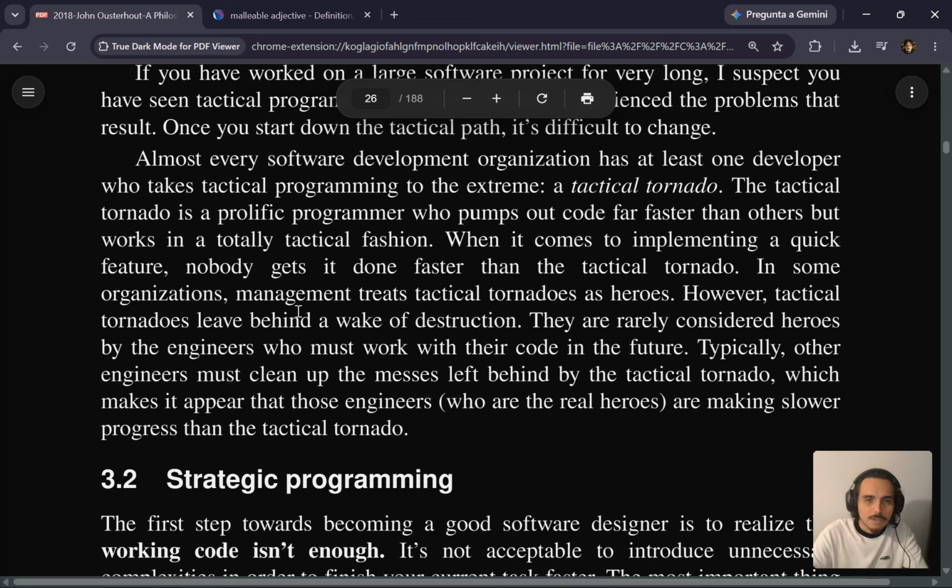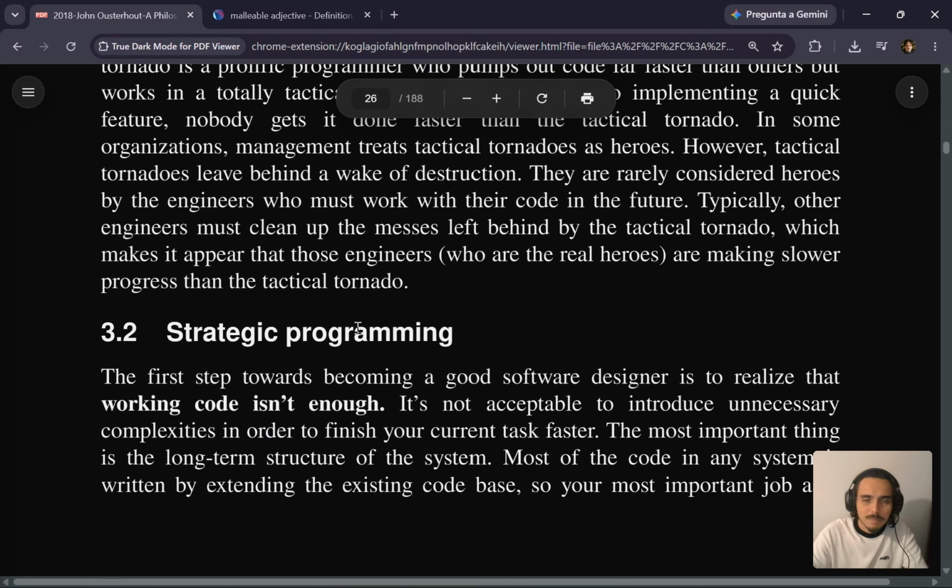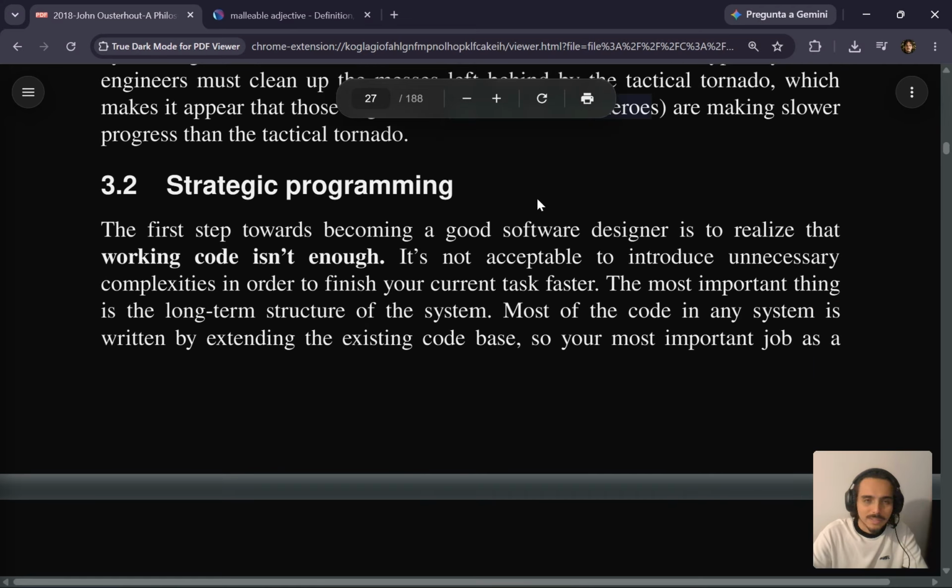In some organizations, management treats tactical tornadoes as heroes. However, tactical tornadoes leave behind a wake of destruction. They are rarely considered heroes by the engineers who must work with their code in the future. Typically, other engineers must clean up the messes left behind by the tactical tornado, which makes it appear that those engineers, who are the real heroes, are making slower progress than the tactical tornado. We need to try to avoid being this type of programmer.